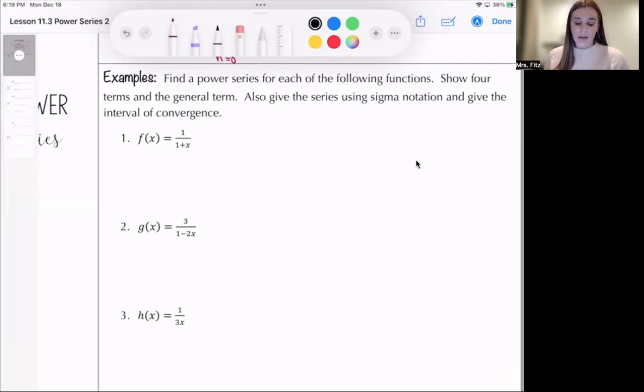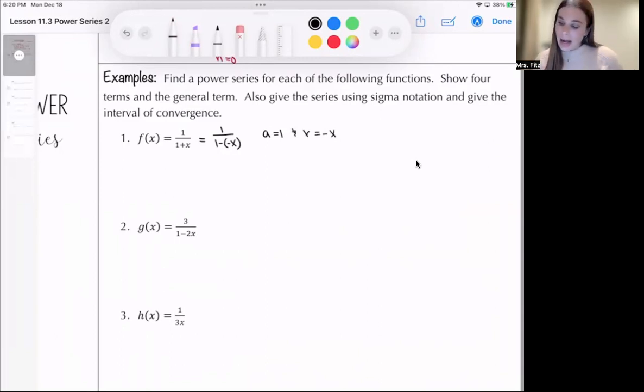Okay, so if we have f of x equals 1 over 1 plus x, we can think about this kind of using reverse engineering of our convergence formula for geometric series. So if it's 1 over 1 plus x, you can think of it as 1 over 1 minus negative x. This would be a geometric series where your a is 1, and a, remember, is your first term, and your r is -x.